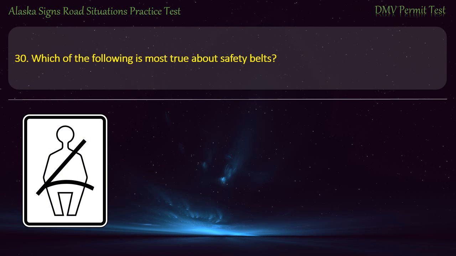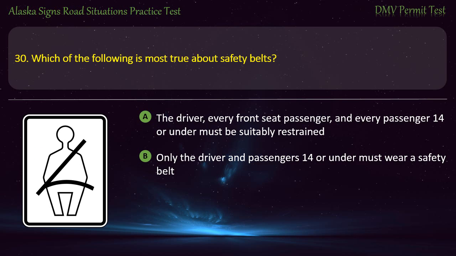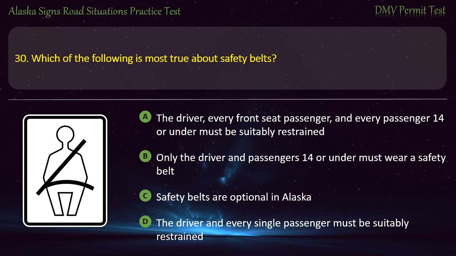Question 30. Which of the following is most true about safety belts? The driver, every front seat passenger, and every passenger 14 or under must be suitably restrained. Only the driver and passengers 14 or under must wear a safety belt. Safety belts are optional in Alaska. The driver and every single passenger must be suitably restrained. Answer. The driver and every single passenger must be suitably restrained.